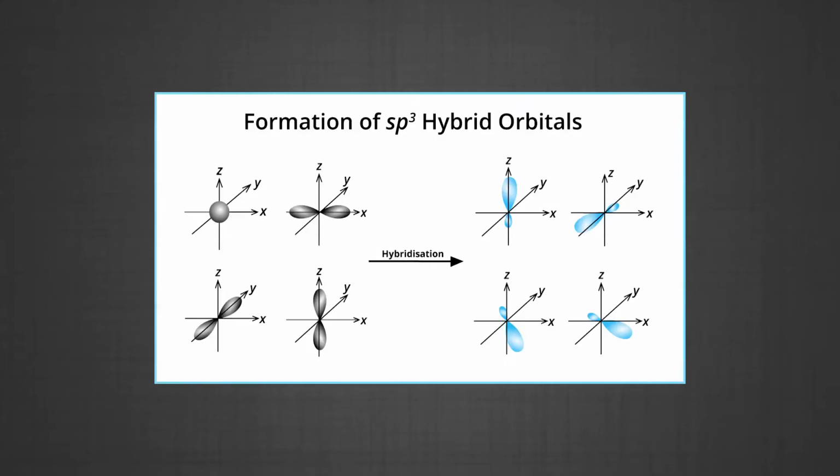Now, the third is sp3 hybridization. This type of hybridization can be explained by taking the example of methane, that is the CH4 molecule, in which there is mixing of one s orbital and three p orbitals of the valence shell to form four sp3 hybrid orbitals of equivalent energies and shapes. The figure shows you the formation of sp3 hybrid orbitals. Here you can see that there is one s and three p orbitals mixing.